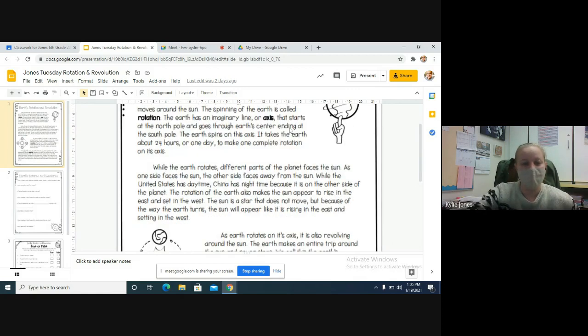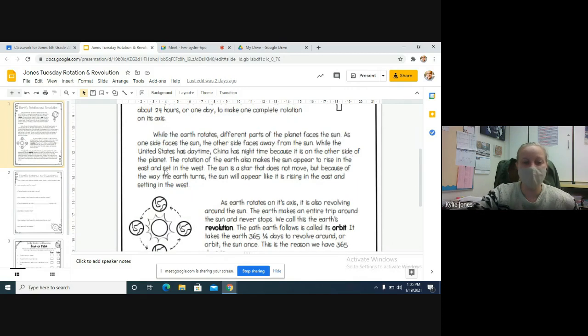Okay? While the Earth rotates, different parts of the planet face the sun. As one side faces the sun, the other side faces away from the sun. While the United States has daytime, China has nighttime because it is on the other side of the planet. The rotation of the Earth also makes the sun appear to rise in the east and set in the west. The sun is a star that does not move, but because of the way the Earth turns, the sun will appear like it is rising in the east and setting in the west.